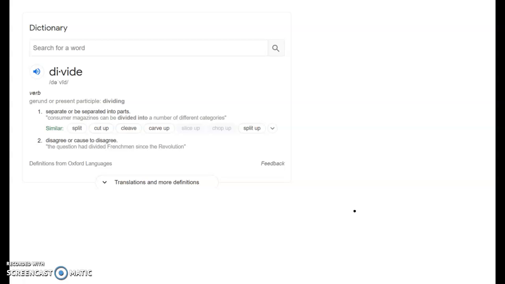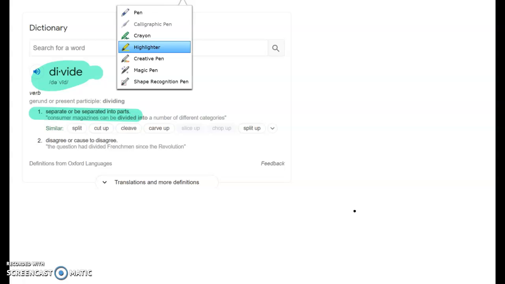Hello grade 8s. Today we're going to talk about dividing fractions. You already know the definition for divide. You've used it lots in your life already. To divide means to separate or be separated into parts.